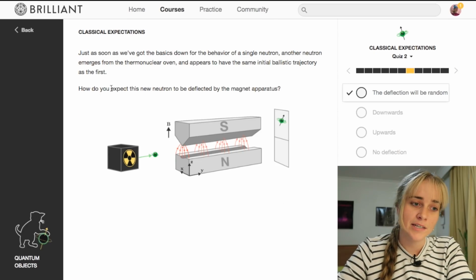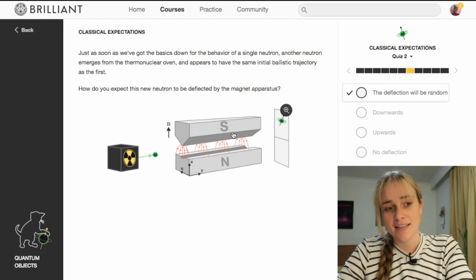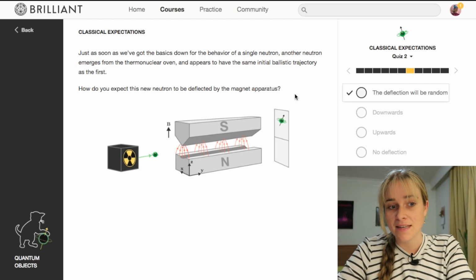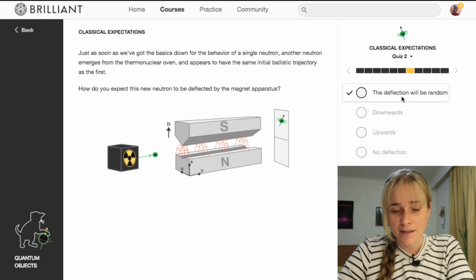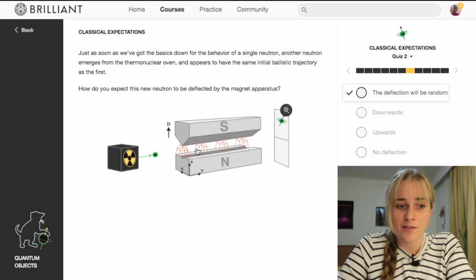All right, so we've got another question. We've already fired one neutron through. We go to fire a second one. What do we expect to be its deflection? The correct answer was that the deflection should be random. It should be deflected by some random amount, I guess, based on its initial spin axis and how it was orientated in the magnetic field.